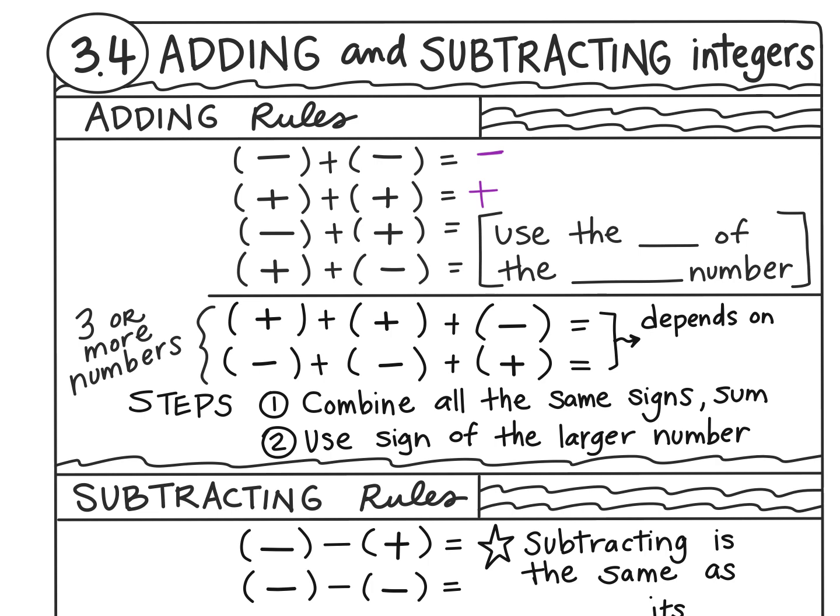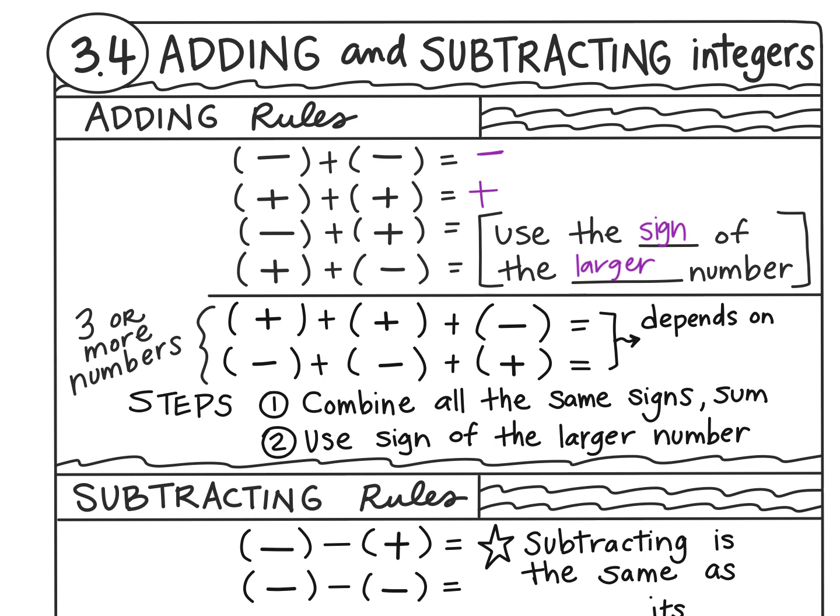A positive plus a positive will equal a positive. When I have negatives and positives added together, I need to use the sign of the bigger or the larger number. Okay, well, what if I have 3 or more numbers, like a positive plus a positive, and then I'm adding a negative? Or what if I have a negative and then I want to add a positive?